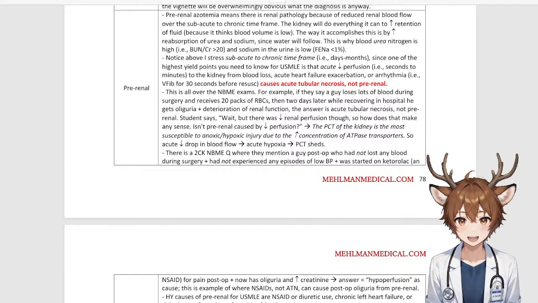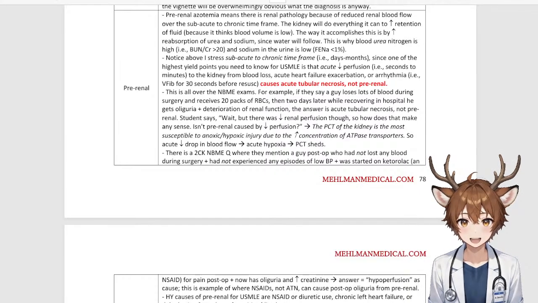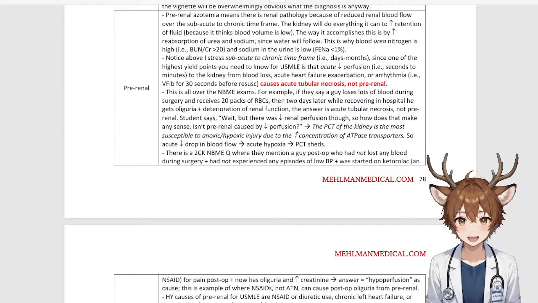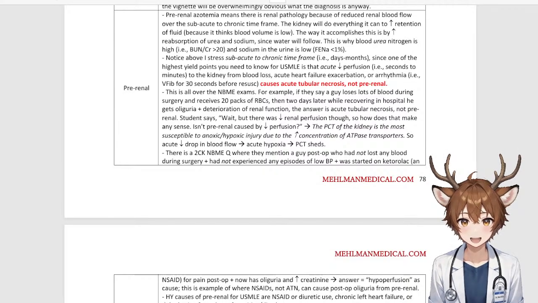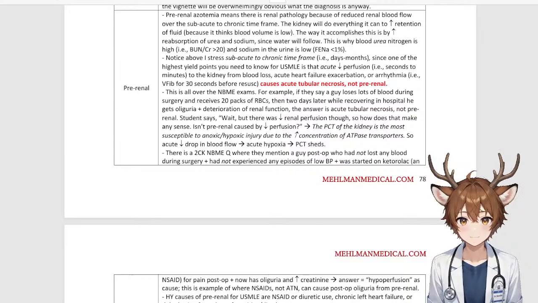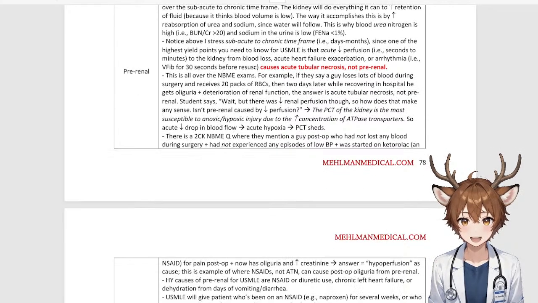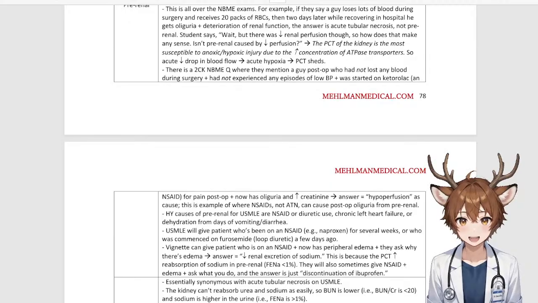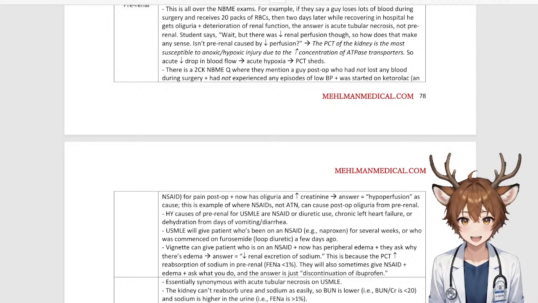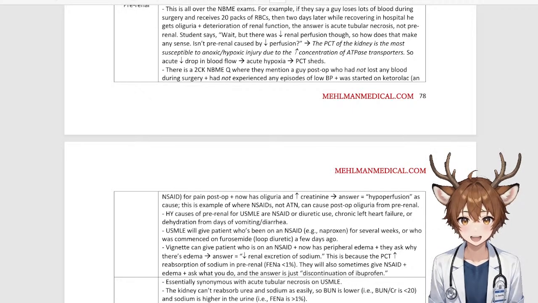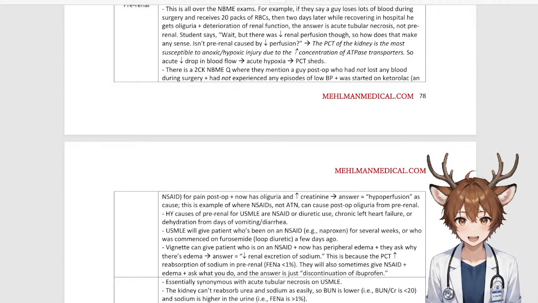There's a 2CK NBME question where they mention a guy post-op who had not lost any blood during surgery, plus had not experienced any episodes of low blood pressure, plus was started on ketorolac, which is an NSAID, for pain post-operation, and now has oliguria and an increase in creatinine. The answer should be hypoperfusion as the cause. This is an example where the NSAIDs, not acute tubular necrosis, can cause post-op oliguria from pre-renal.